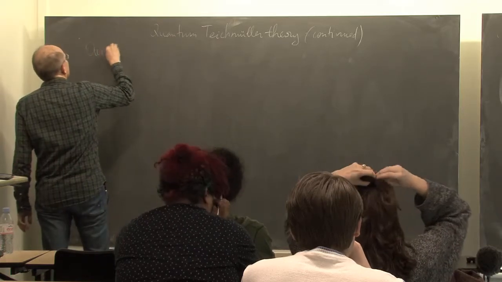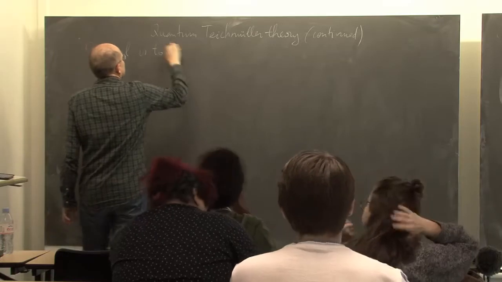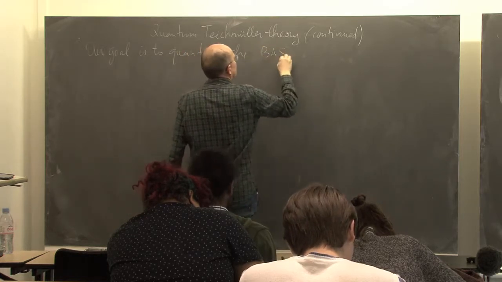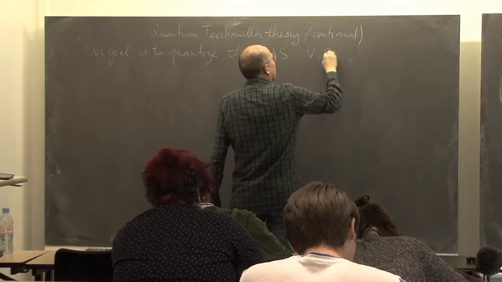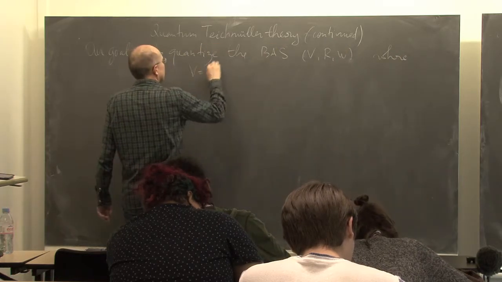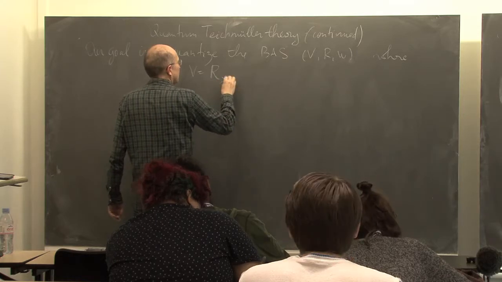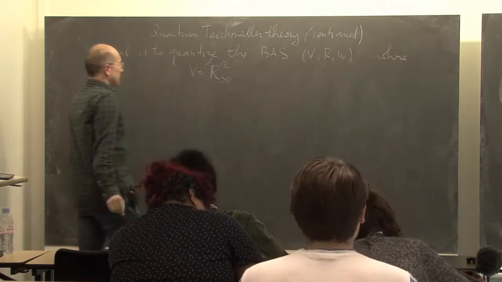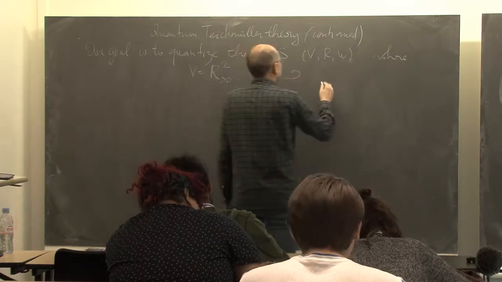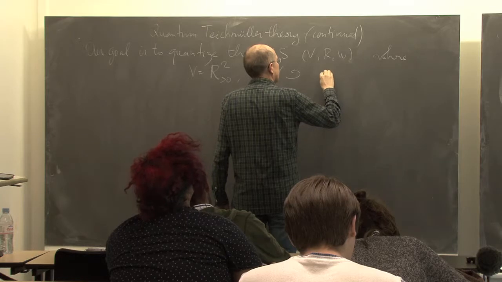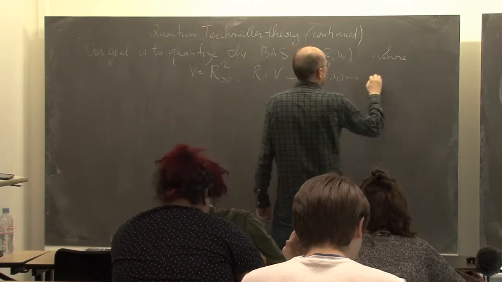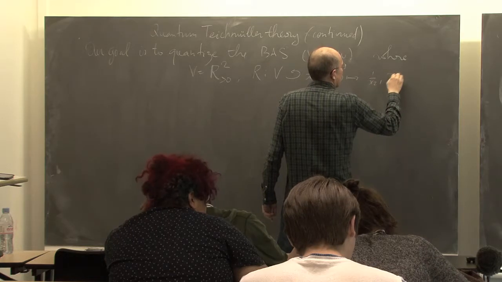So our goal is to quantize the basic algebraic system (V, R, W), where V is the square of the first positive quadrant. R is a map from V to V, which we already wrote many times. So the couple of positive numbers (x1, x2) goes to (x1, 1/x2).